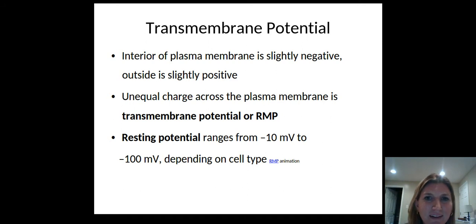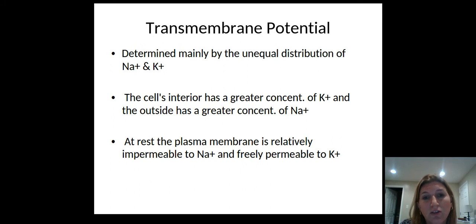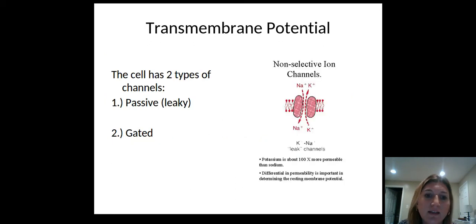Something like a skin cell isn't that excitable. They don't really do anything. Something like a muscle cell or a nerve cell, those are highly active, so they're going to have a much lower resting membrane potential. And ultimately, this transmembrane potential is determined by that sodium-potassium balance and that distribution across the membrane. So the sodium-potassium pump plays a very important role here. The cell's interior has a greater concentration of potassium, the exterior has the sodium, and that sodium-potassium pump continues to keep that balance. And there are passive and gated channels that work to allow the free flow of potassium back into the cell or the free flow of sodium out of the cell.